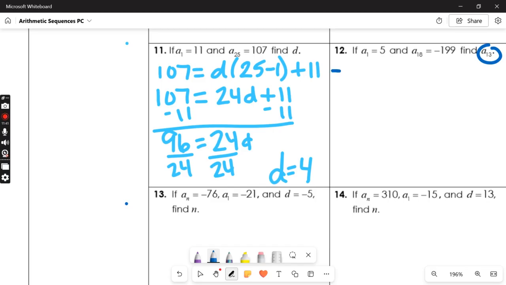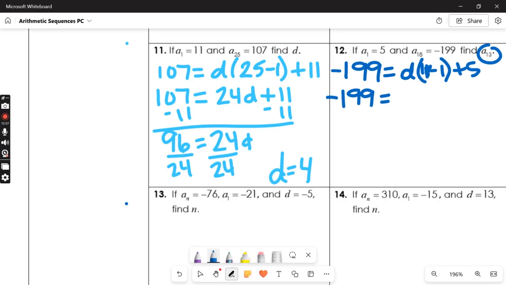Okay, so here I would say negative 199 is equal to D times 18 minus 1 plus 5. I shouldn't put 1, I'm sorry. 18 minus 1 plus 5. Okay, so that's negative 199 is equal to 17D plus 5.